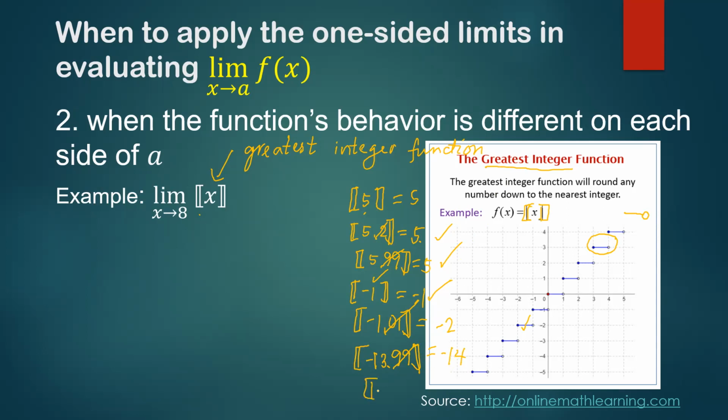Same as if we have negative 13.001. This will still be negative 14. Drop mo yung decimal part, then add negative 1. Kasi pupunta na siya sa kasunod.